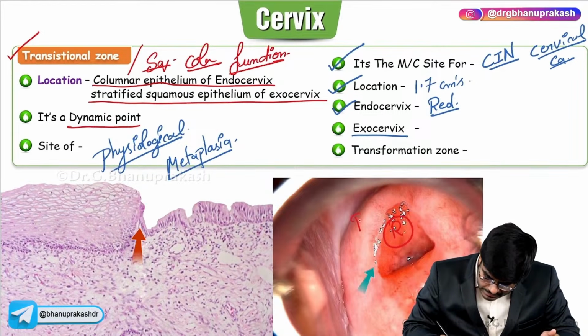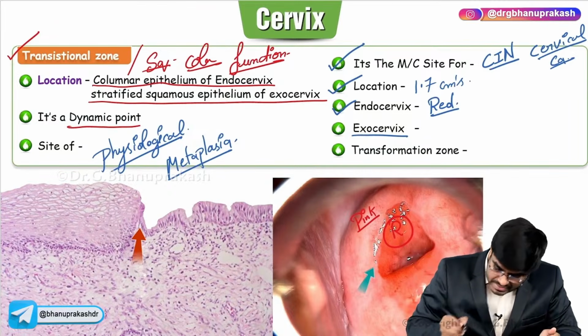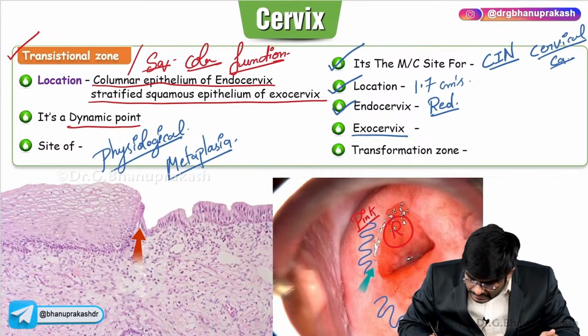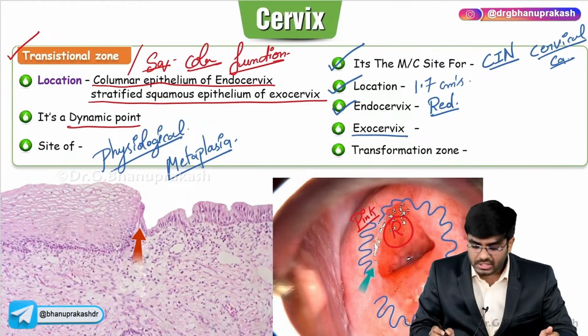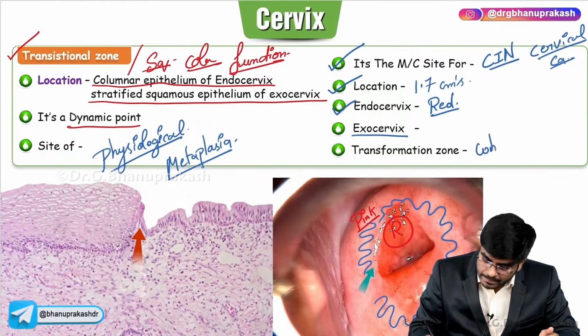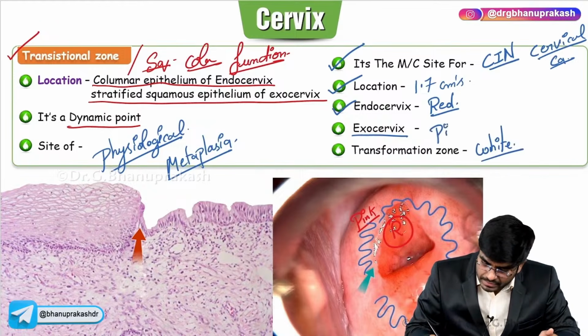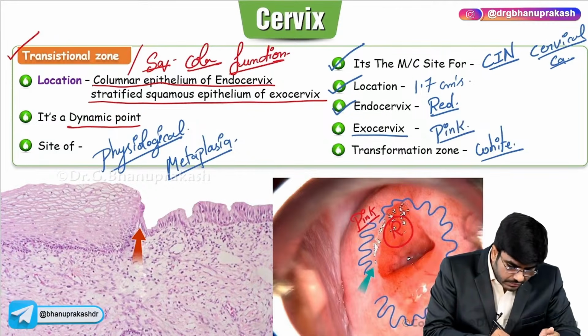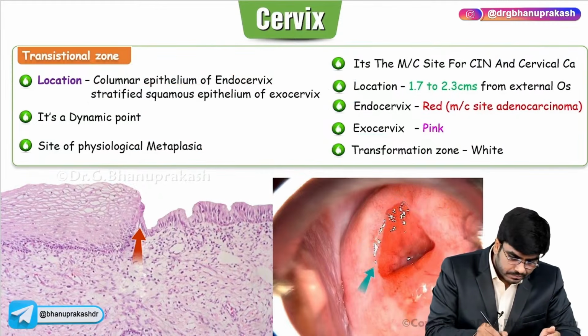Pink color area is the exocervix. In between them, there is an area where there is this white color. Okay, this white color area is nothing but the transitional zone. So the transitional zone is white in color. Exocervix is pink in color. Okay, so these are some important points which you need to know.